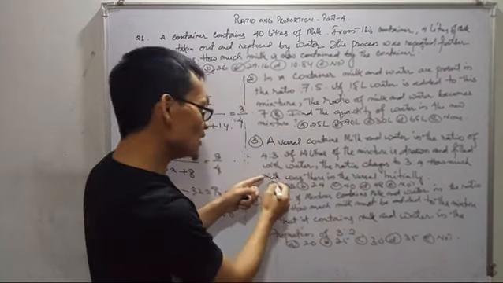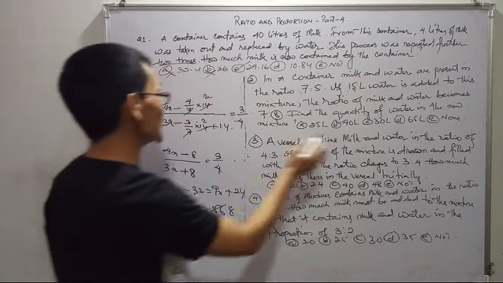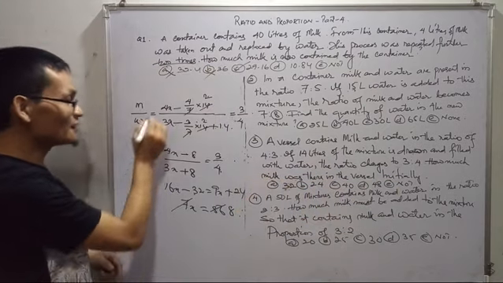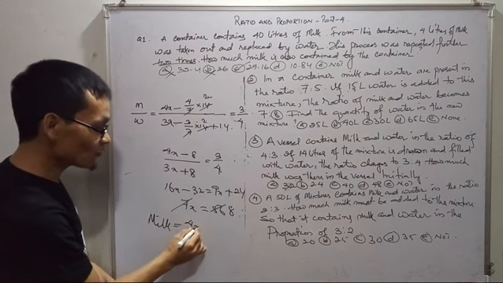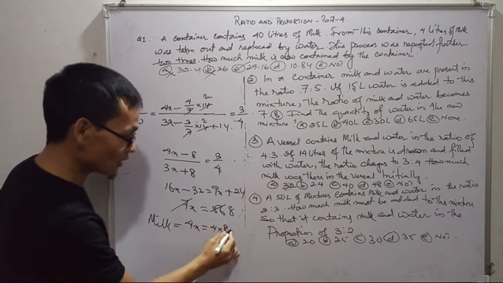How much milk was there in the vessel initially? Milk initially is 4x, and it is 4 into 8, which is 32.